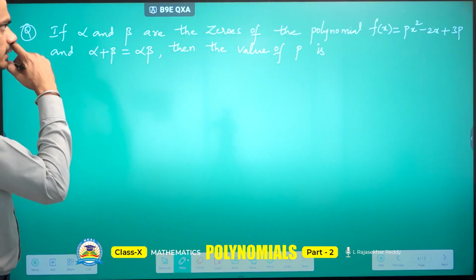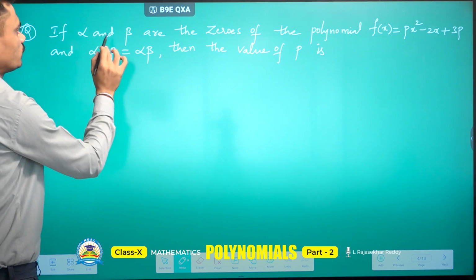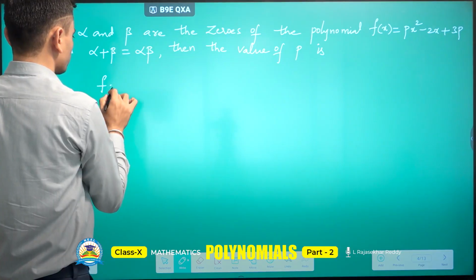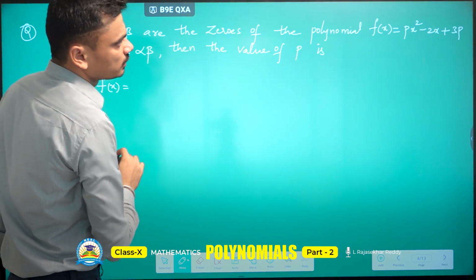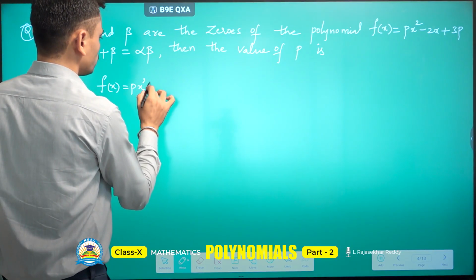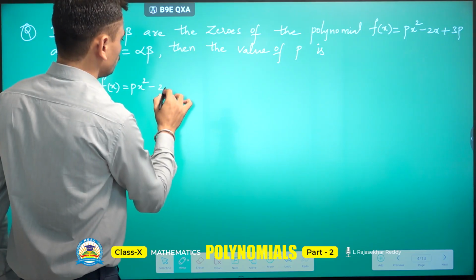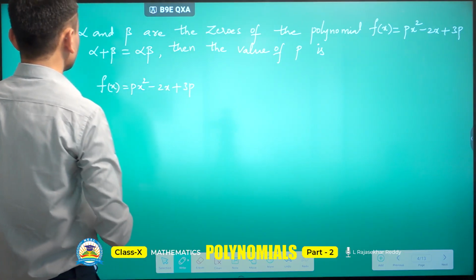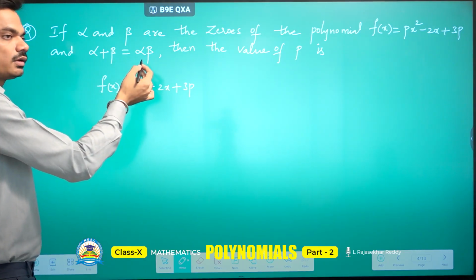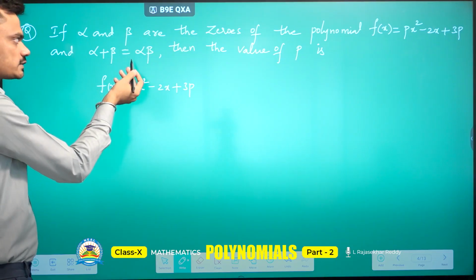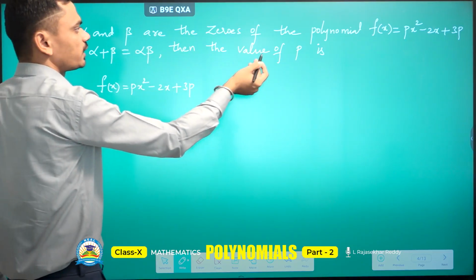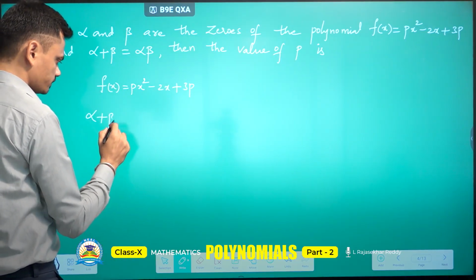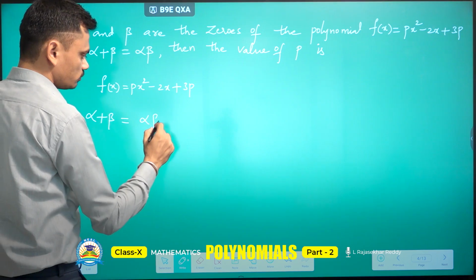Okay. Next, see here one more question. If alpha and beta are the zeros of the polynomial f(x) = px² - 2x + 3p, and alpha + beta = alpha beta, this condition is there in the question, then find the value of p. Now alpha + beta is equal to alpha beta.